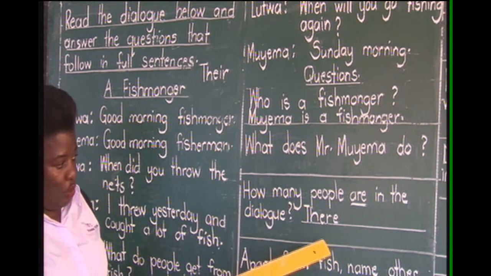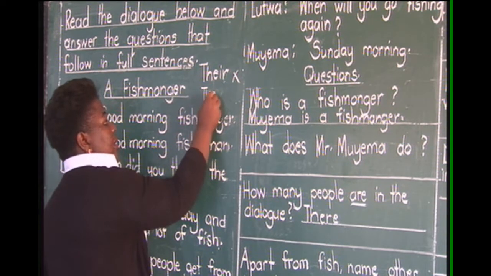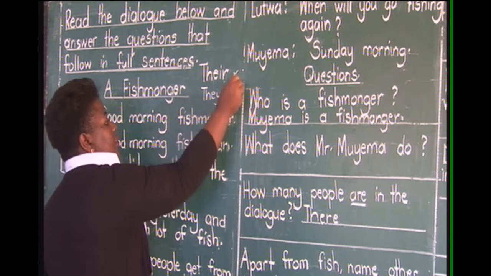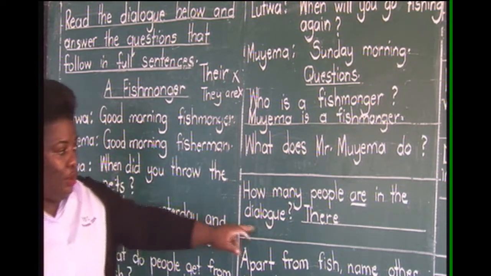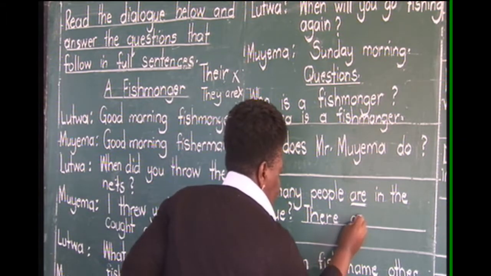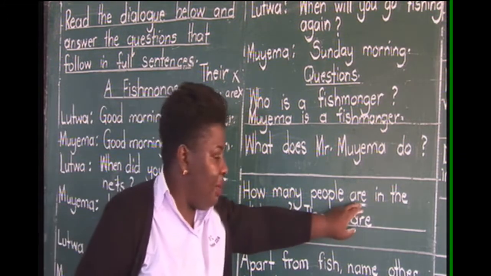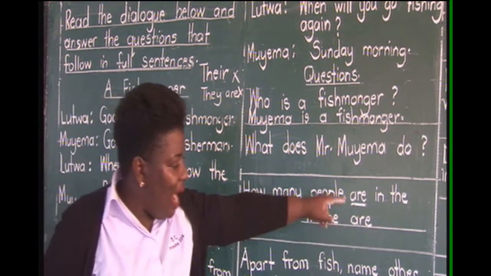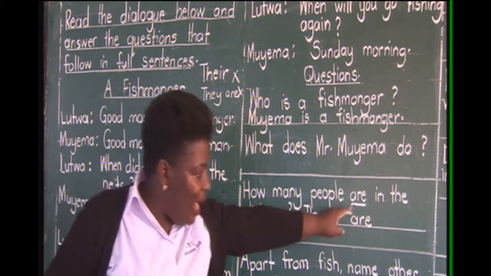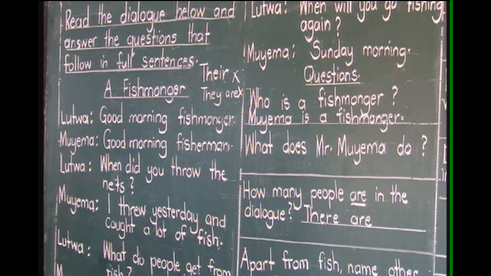How many? So we shall use this. We don't use this. We don't say they are. All these are wrong. But instead, we use there are. So this is how you will begin your sentence, just because of this helping verb here. How many people are there? How many people do we have? We have Rutwa and then we have Myema. Wow, there are only 2.